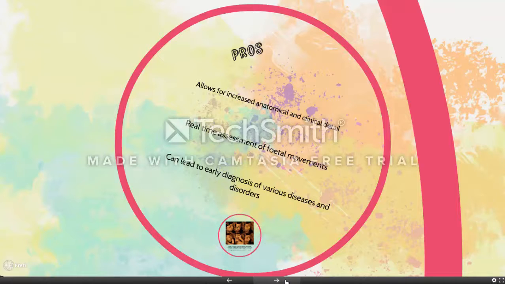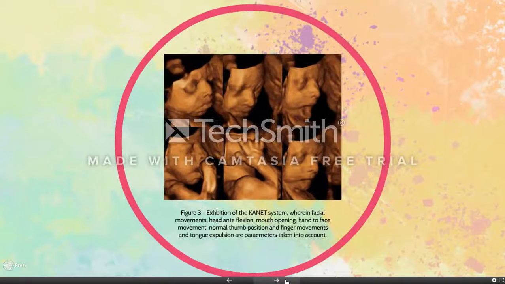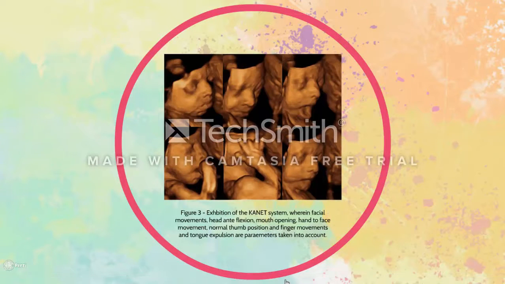4D ultrasound can easily distinguish between the facial expressions of a healthy and an unhealthy baby, simply from the facial expressions from an early age. This can be conducted through a neurological screening test called the Kurjak antenatal neurodevelopmental test, or KANET for short, which is aimed at the evaluation of fetal movement and behavioral patterns, especially ones that can estimate the development of the central nervous system of a developing fetus.